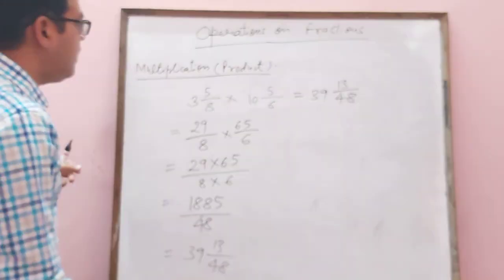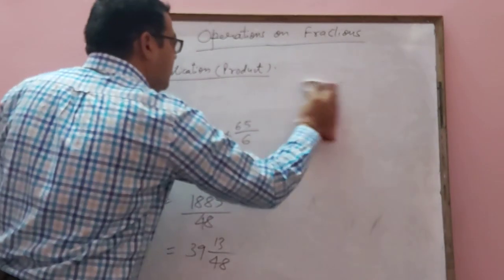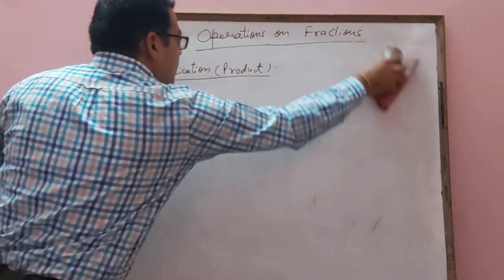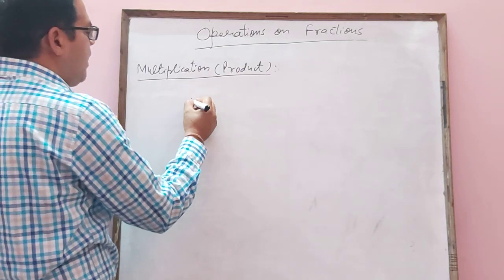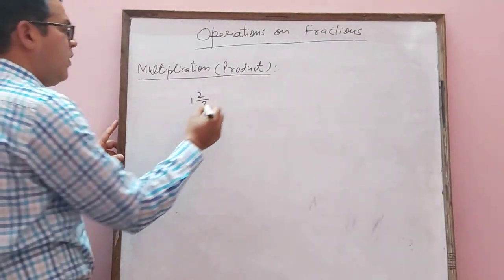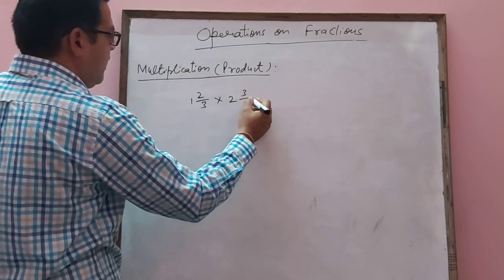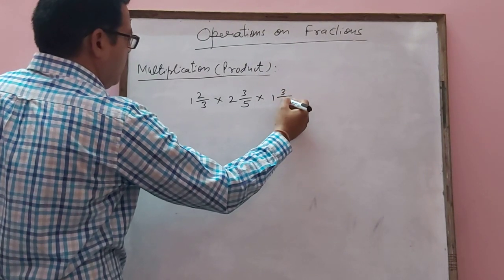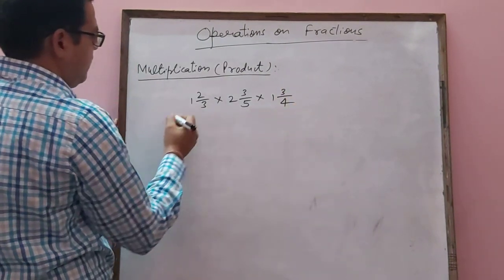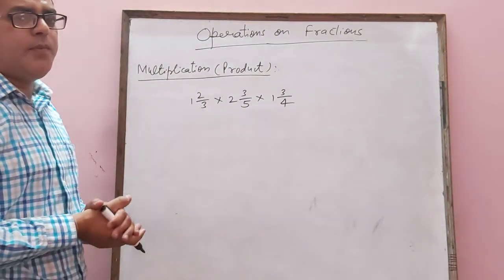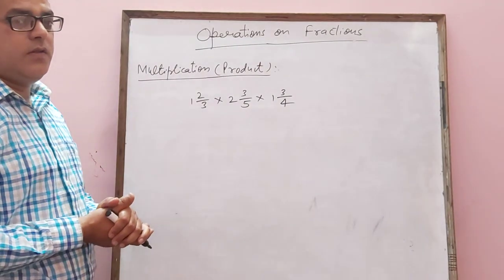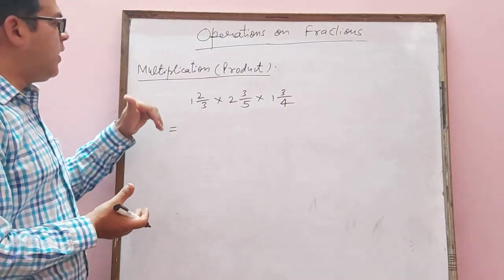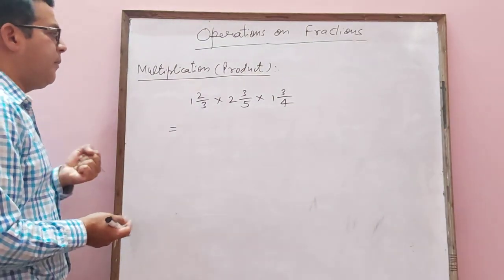Right? Hope you understand. Now one last example I am taking to make you understand. One more example. This is the last one. Right? Now I am taking simple fractions. 2 whole 3 by 5 into 1 whole 3 by 4 we can take. For 3 fractions now we have to multiply together, right? These 3 are again mixed fractions. So you need to convert these mixed into improper form.